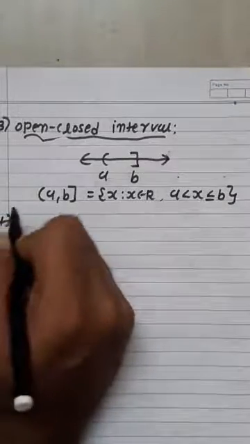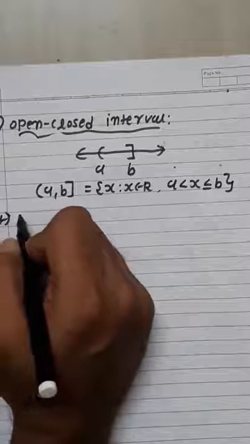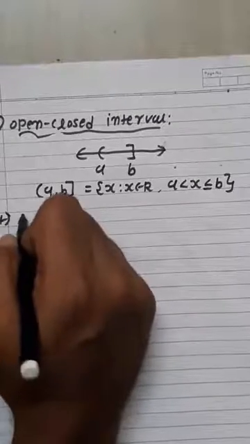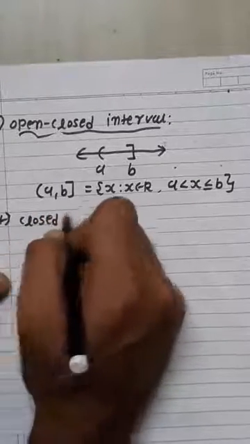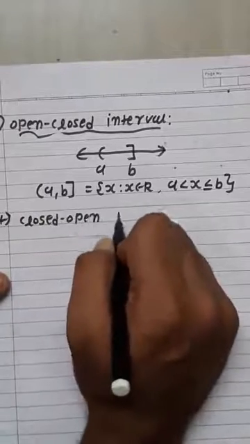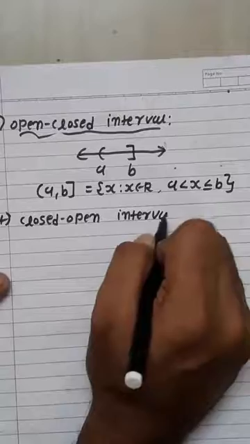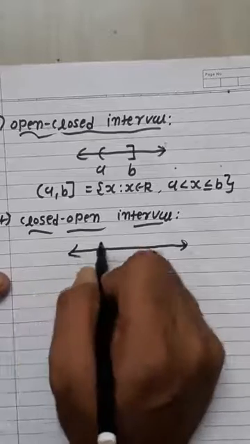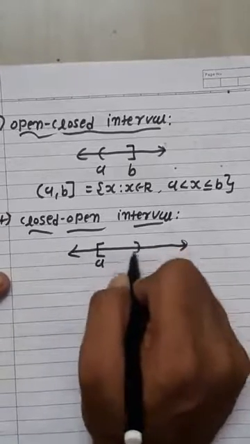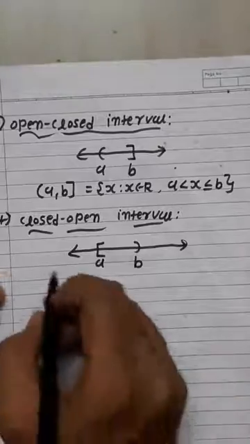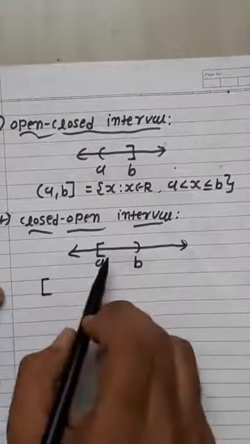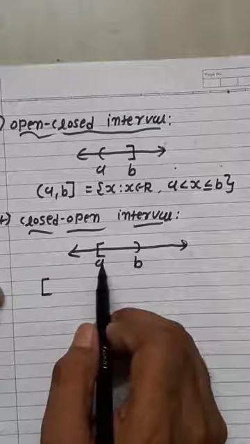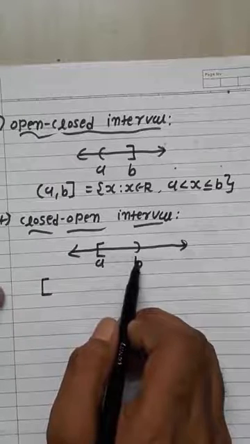And the fourth one, closed-open interval. In a closed-open interval, in the first position the close is present, so we write closed at a, open at b. What is the meaning of this interval? It means all the values between a and b, and also include a, but we cannot include the value of b.